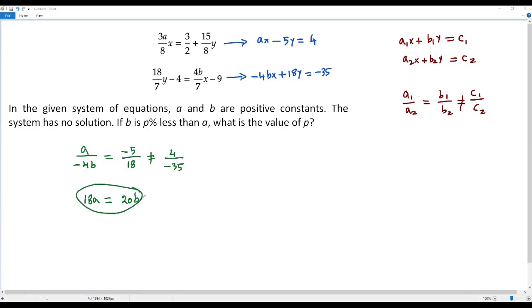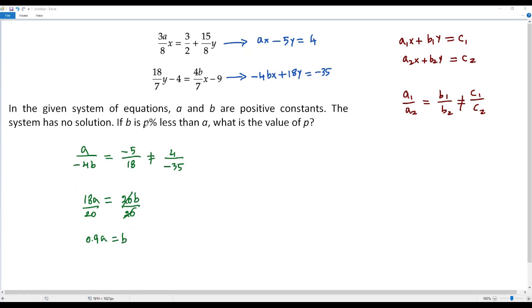Now let's solve for b in this equation. We have to divide both sides of this equation by 20. When I do so, this 20 will cancel out. When I divide this 18 by 20, I am getting 0.9. That is 0.9 times a equals b. Okay, here I got the value of b in terms of a.